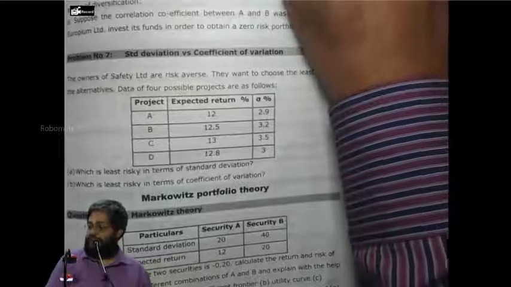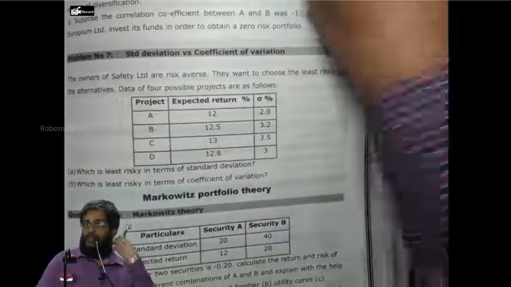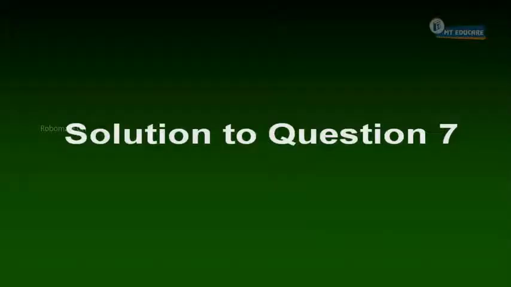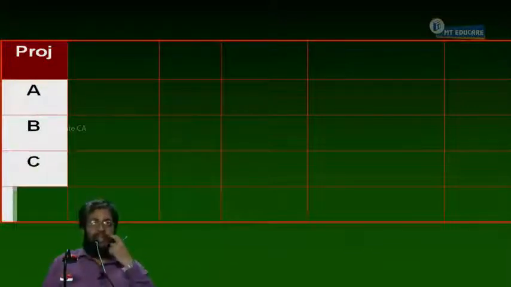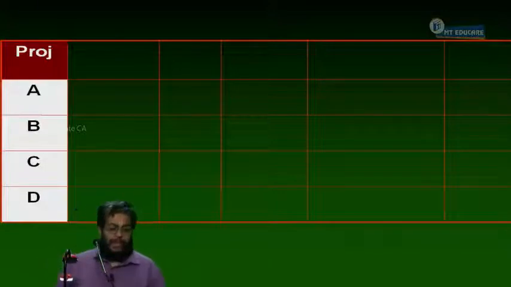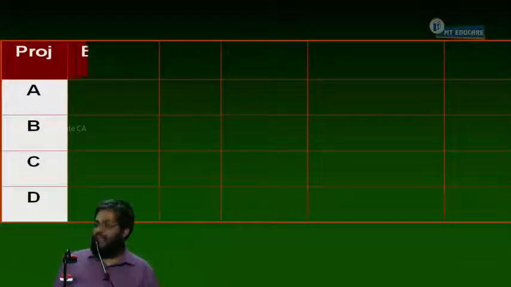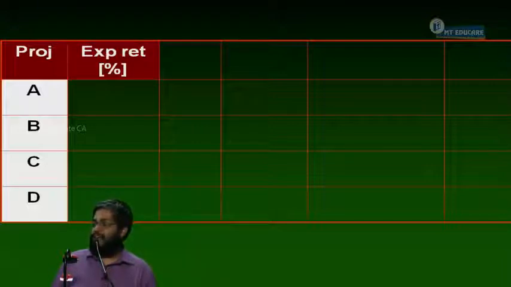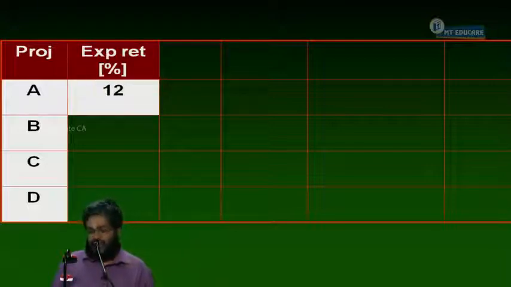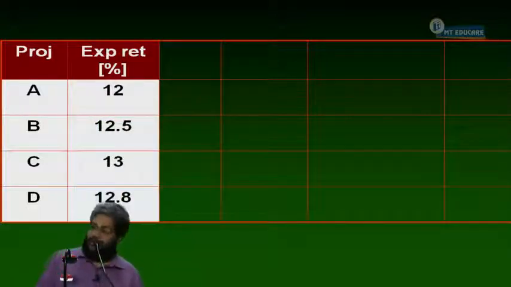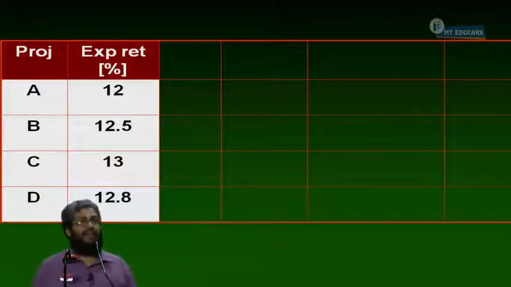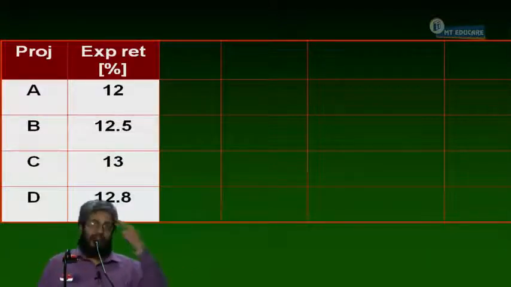Next, part B, coefficient of variation. Can we start or not? Now, have the following column. First, project A, B, C, D. Expected return. What is the expected return of A, B, C, D? 12, 12.5, 13 and then 12.8.